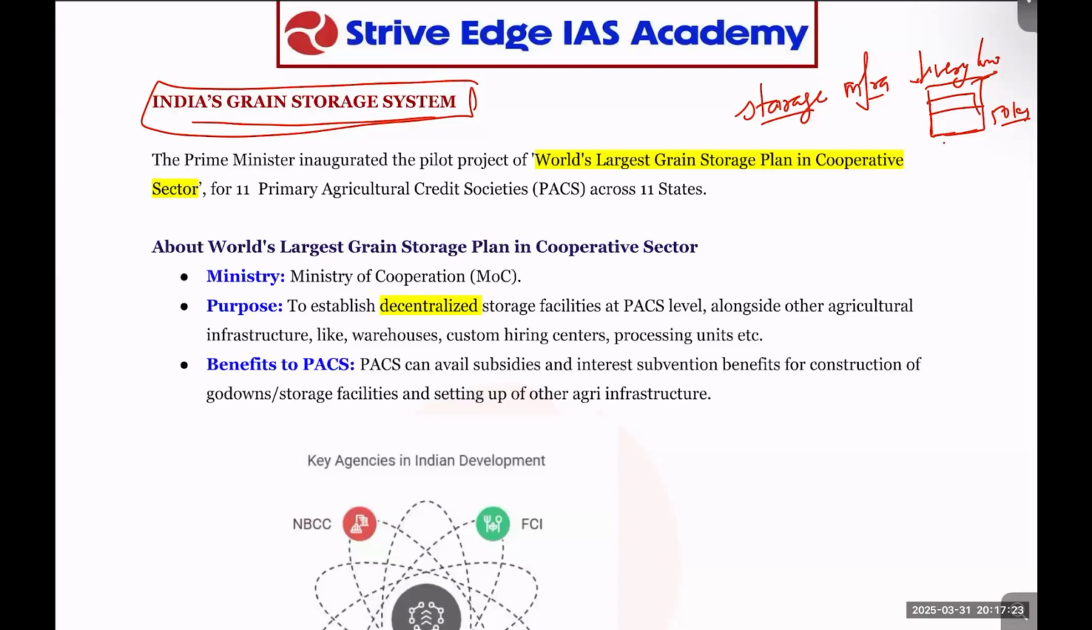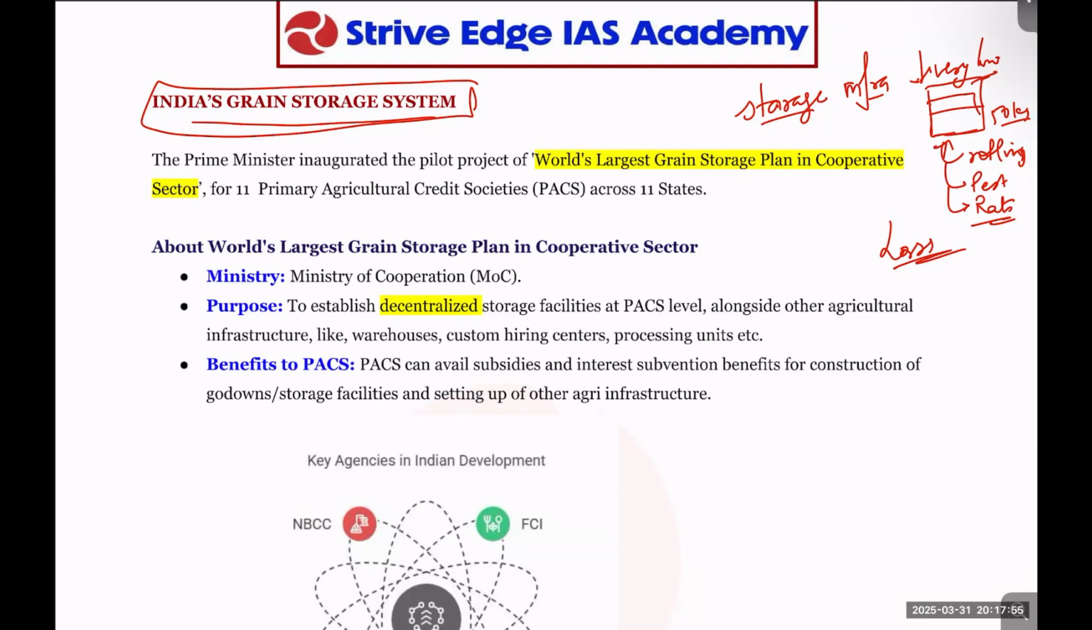And what actually was happening, there was a lot of rotting away of these grains. Even pests and rodents, means rats, were attacking this. So there was a loss to the exchequer. That is why what was demanded or needed was an increase in the storage infrastructure. So this is the basic understanding of this.